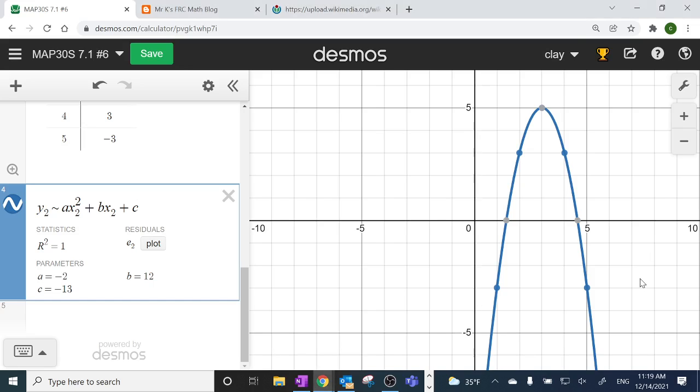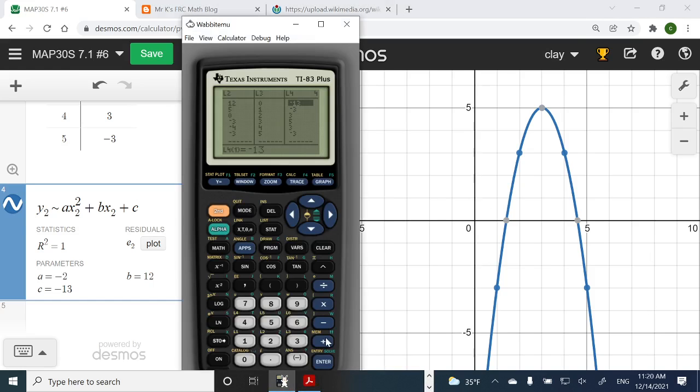And then one more time for the TI people. How do you do this with the TI? Okay, so with the TI, I'm going to say I would like to do a stat calc number 5, a quadratic regression, but be careful. This time I'm using list L3, comma, and L4. If you used L1 and L2, then you type in L1 and L2 here, but I used L3 and L4. Hit enter, and there it is. There is my equation, minus 2x squared plus 12x minus 13.